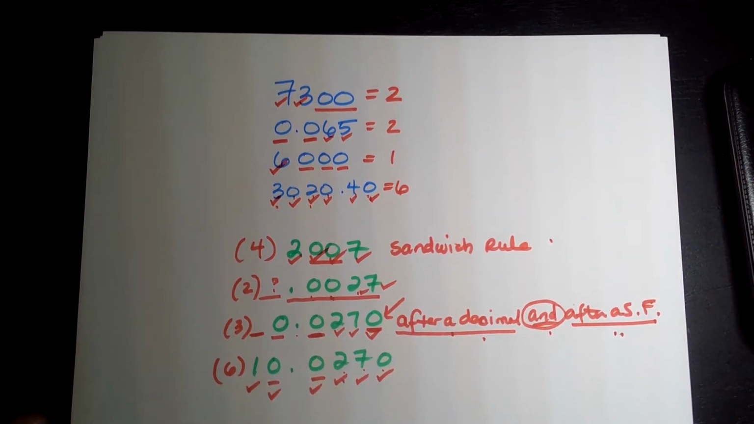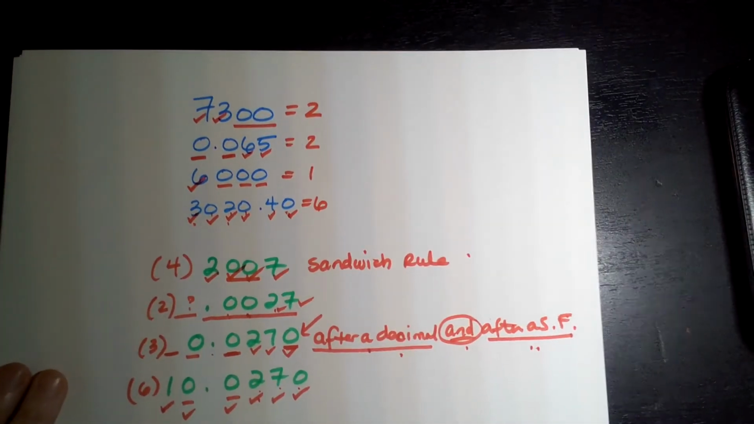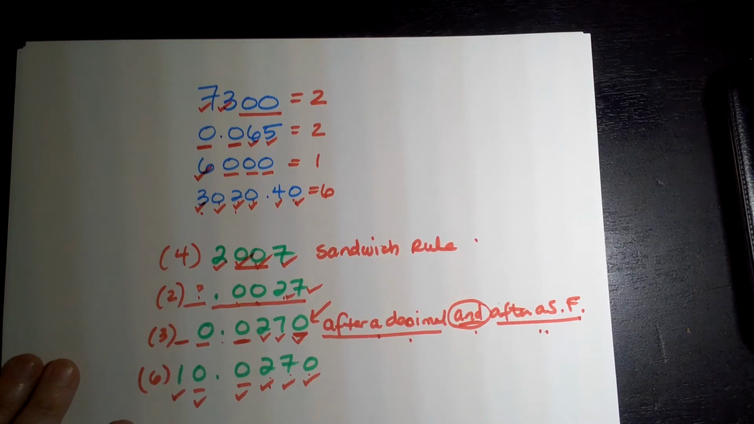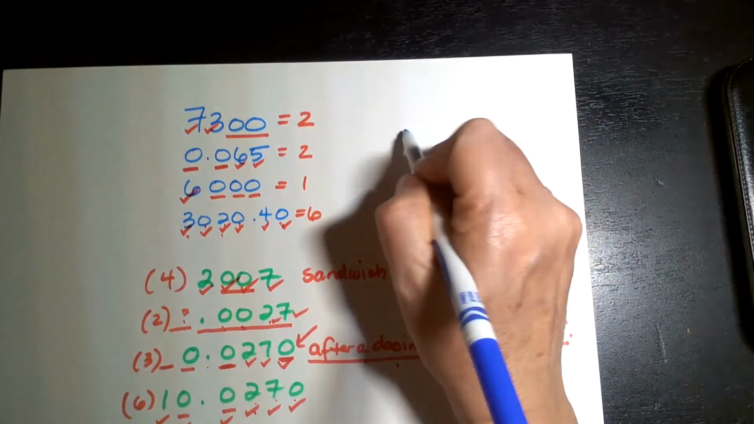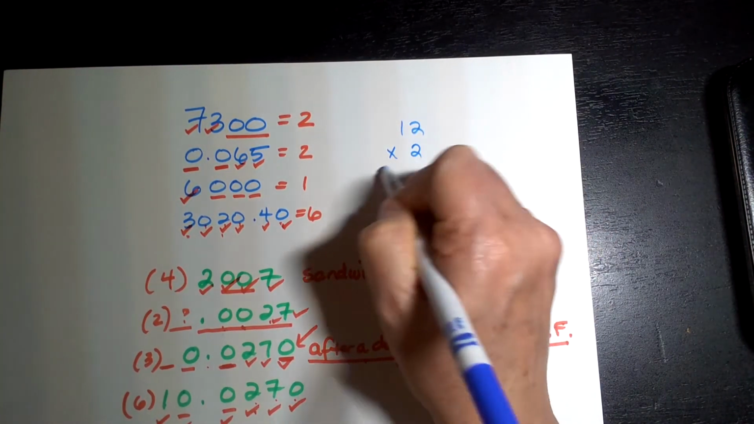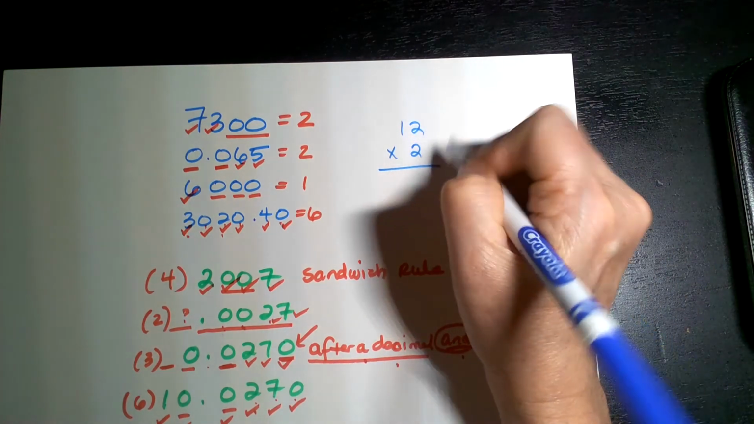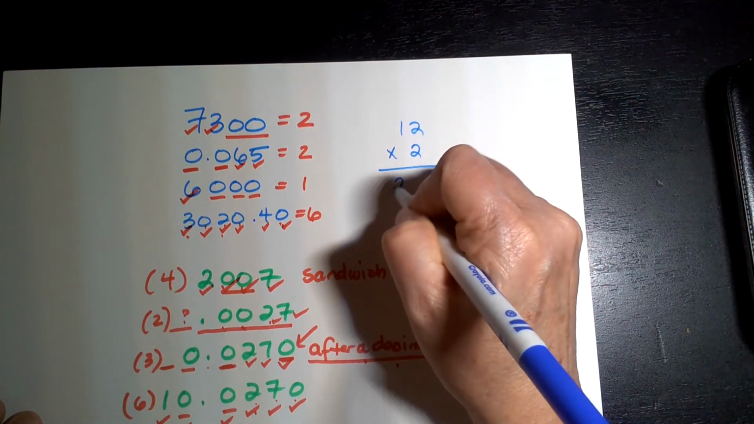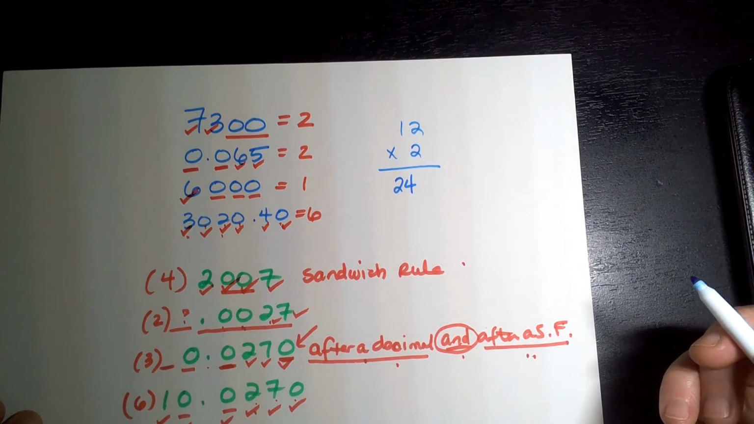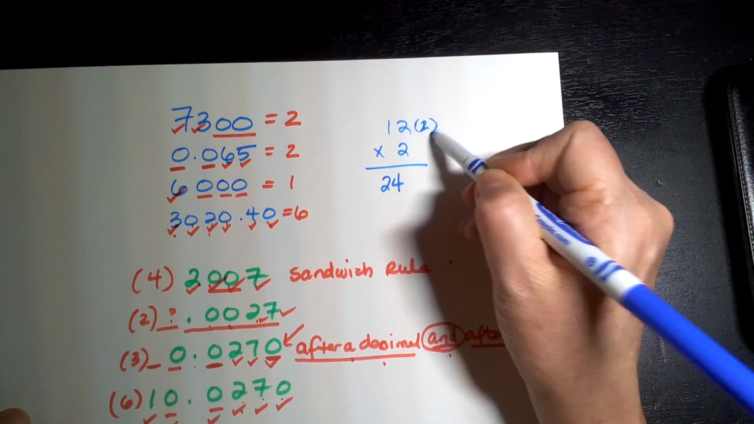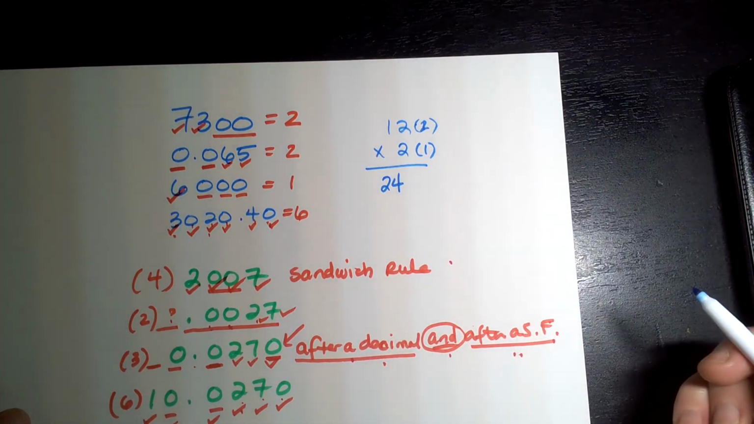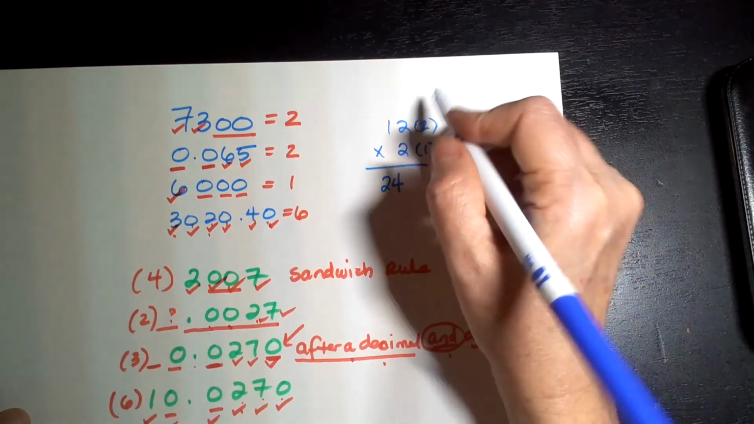Okay, so the reason it's important for us to know significant figures is because we need to know how to add, subtract, multiply, and divide, and know how many significant figures should be in our answer. So in this situation, we have 12 times 2. So that's going to be 24, okay? But in this one we have 2 significant digits, and this one we only have 1 significant digit. And that's going to come up in a minute.